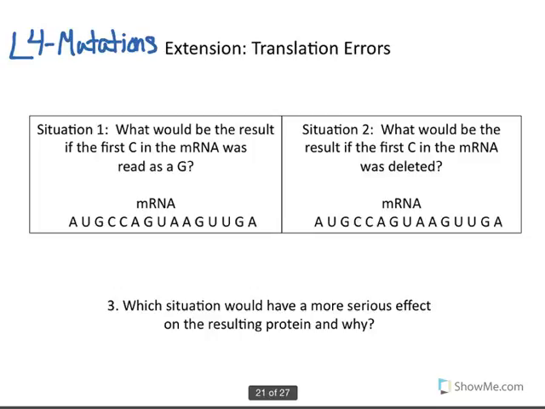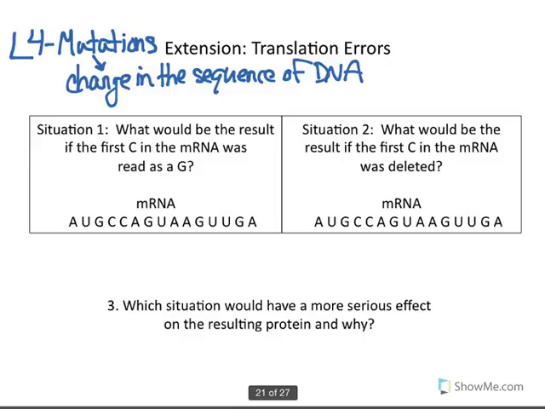So this video is going to explain mutations and basically the result of mutations. If you think back to what a mutation is, it's a change in the sequence of DNA. So let's go through what some possible consequences are if we actually change the sequence of the DNA. I have two situations for you to take a look at.